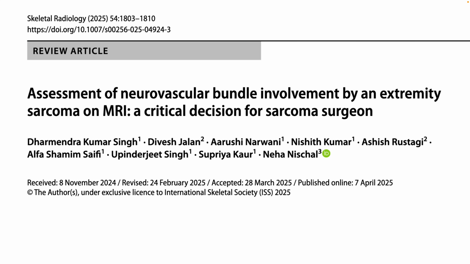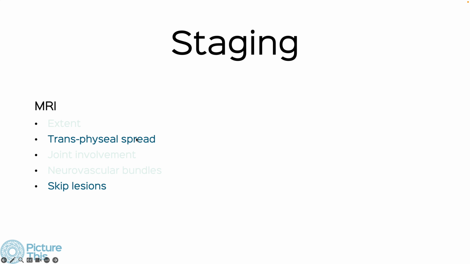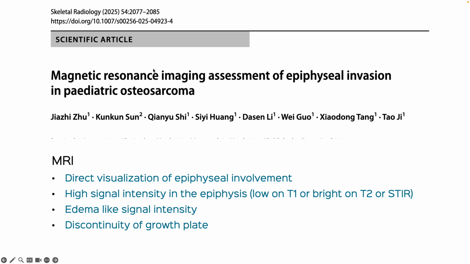But just in case you're interested in this subject, there was a lovely article from Delhi. This is a 3 center collaboration. So I think Safdarjung and Vardhaman and something else, Holy Family, if I remember correctly, and it was in Skeletal Radiology a few months ago. There's no joint involvement as well. So we're basically now coming to 2 things: transphyseal spread and involvement of the epiphysis, and skip lesion.